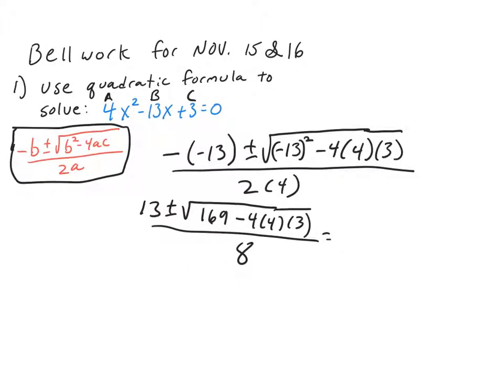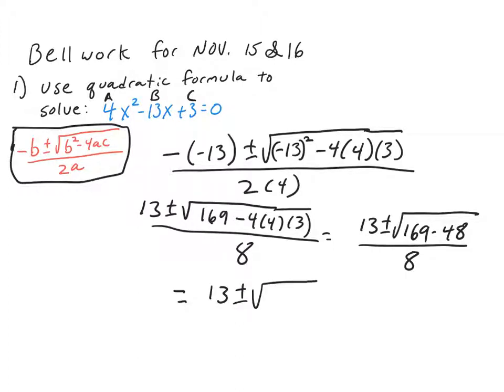Okay, so then we're going to go ahead and multiply. So we have 13 plus or minus the square root of 169, minus 4 times 4 is negative 16, and then negative 16 times 3, which is negative 48. So we're going to end up with 13 plus or minus the square root of 169 minus 48, so 121, and over 8.